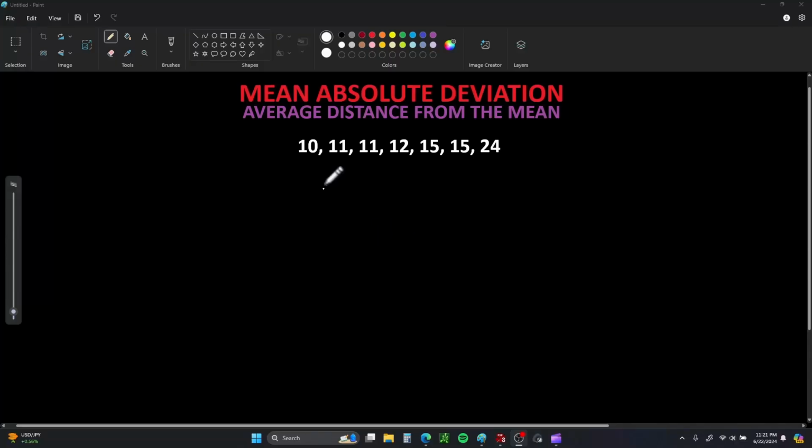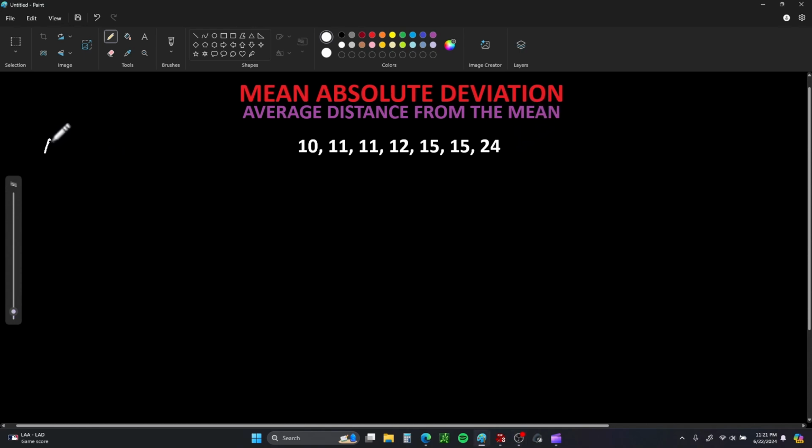Here we have a number set and we're asked to find the mean absolute deviation for this number set. Well, mean absolute deviation: mean is average, absolute value is the distance away from zero, and deviation is change. So I want to know how far each of these numbers is from the mean. So first I have to calculate what the mean is.